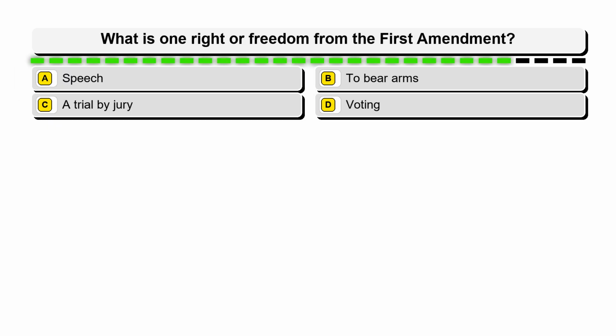Question 131. What is one right or freedom from the First Amendment? Option A, speech. Option B, to bear arms. Option C, a trial by jury. Option D, voting.